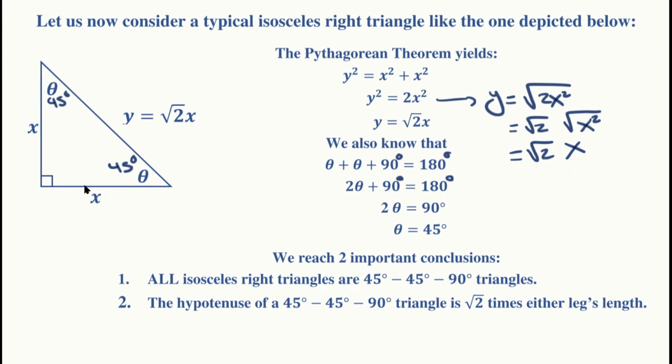So the interesting relationship between 45, 45, 90 triangles is that whatever the length of the two legs is, the length of the hypotenuse is always going to be square root of 2 times that length. That actually is sufficient information to use for 45, 45, 90 triangles. But I personally prefer coming up with a reference 45, 45, 90, which we can use to solve all other 45, 45, 90 triangles. And for that, we'll go to another screen.